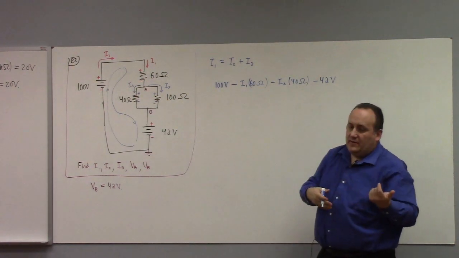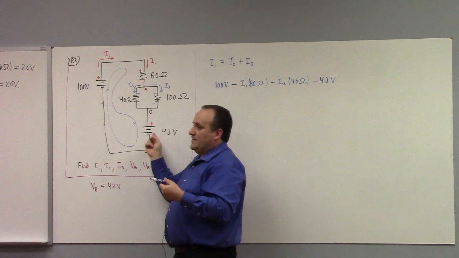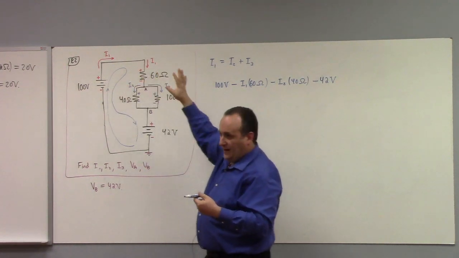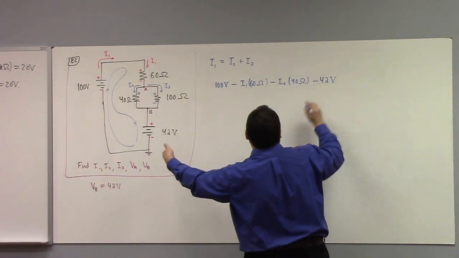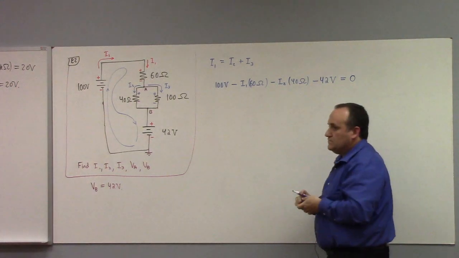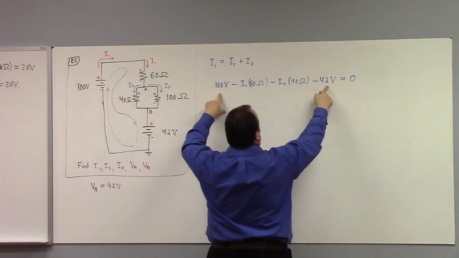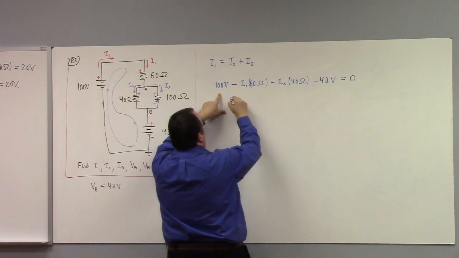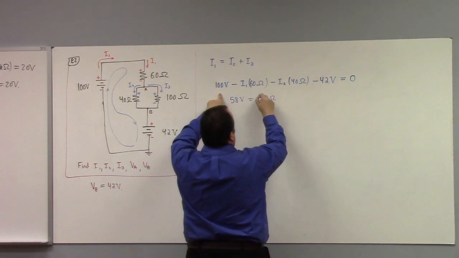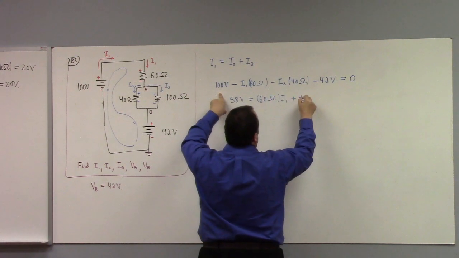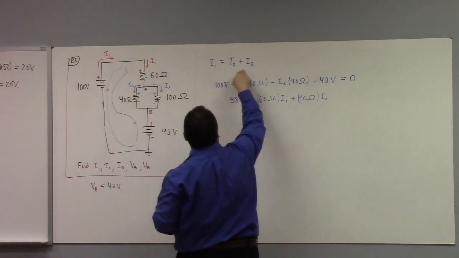Now it doesn't really matter if you go clockwise or counterclockwise. You just got to make a choice and stick to it, right? I could have gone the other way and I could have put the plus on the 42 and the minus on the 100, but I have to be consistent in my conventions. So anyway, now we're back where we started, so that's equal to 0. And so what we really have is 100 minus 42, which is 58 volts, is equal to 60 ohms times I1 plus 40 ohms times I2, right? We have that. We have I1 is equal to I2 plus I3.